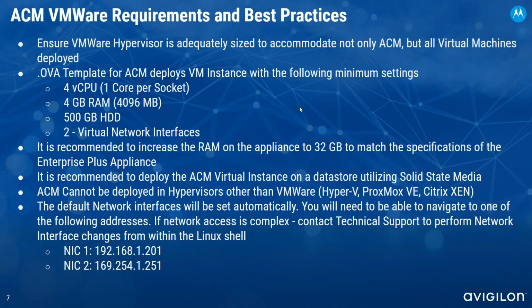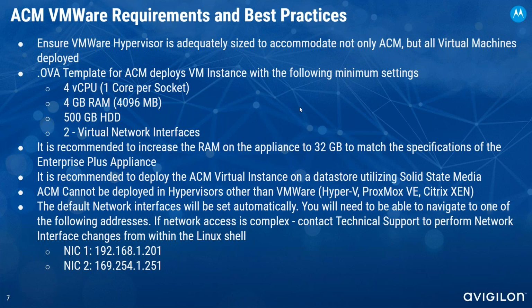Some requirements and best practices, okay? One of the things that we see happen a lot in our deployment is a customer already has VMware, and it's running 10 or 12 or 15 other virtual machines. It's got a certain cap on the amount of RAM and processing power, and then we're installing another virtual instance of ACM, and now we're kind of fighting for resources.